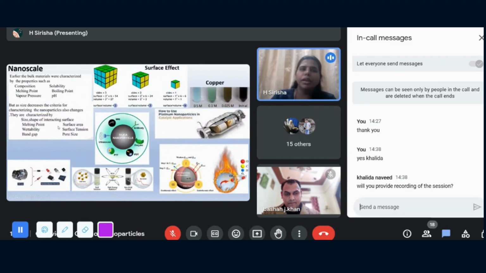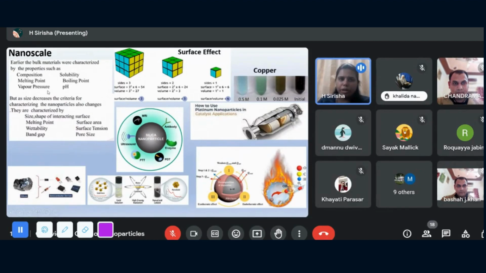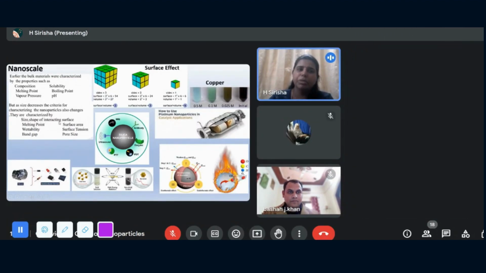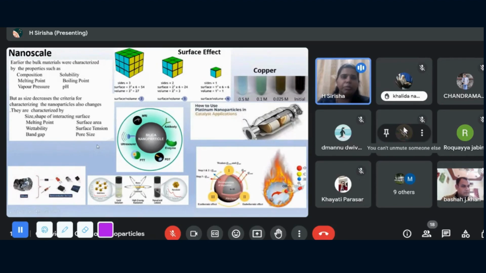Now, at nanoscale, bulk materials are characterized by the properties of composition, solubility, melting point, boiling point, vapor pressure, and pH. But with the decrease in size, the characterizing of nanoparticles changes, for example, the size and shape. So you have different characterization techniques which are being used in order to characterize these materials. So you have melting point, surface area, wettability, surface tension, band gap, pore size. So these are being done by using advanced characterization techniques like SEM, XRD, AFM, NMR, etc.